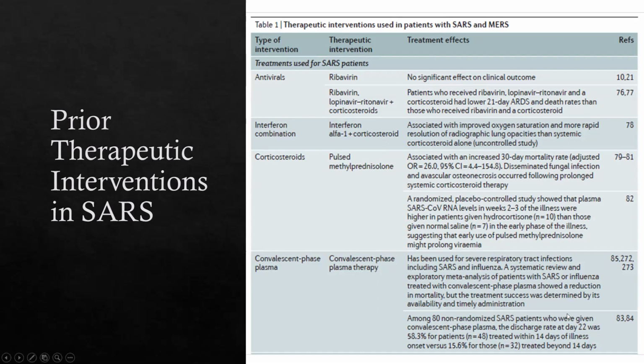And then there had also been a little bit of studies done looking at convalescent phase plasma, which is something we'll touch on towards the end of my presentation, but has been used for severe respiratory tract infections in the past, including SARS and influenza, and has shown a reduction in mortality. But this is obviously limited by availability of getting this plasma and then when you give the plasma in terms of the time course of the patient's illness.